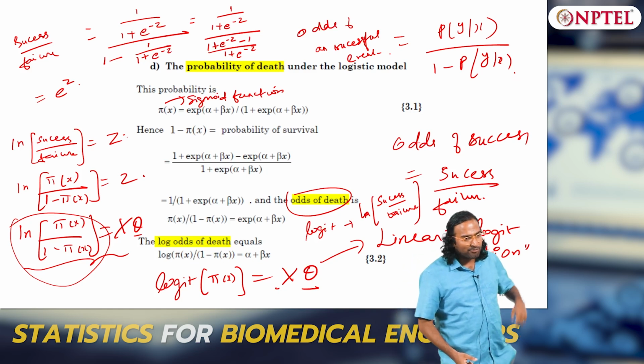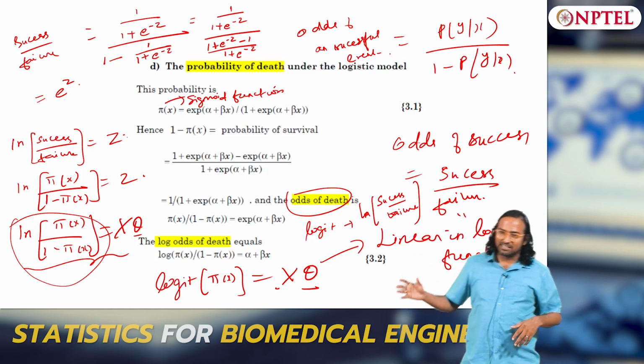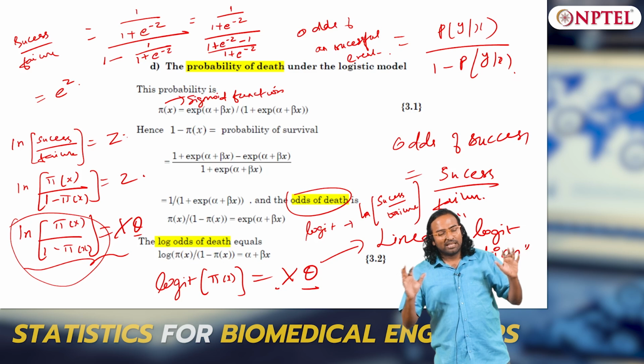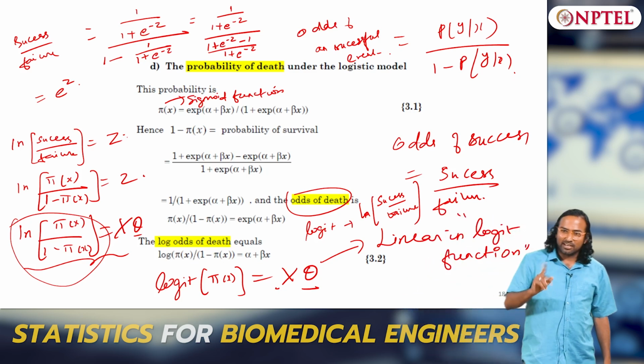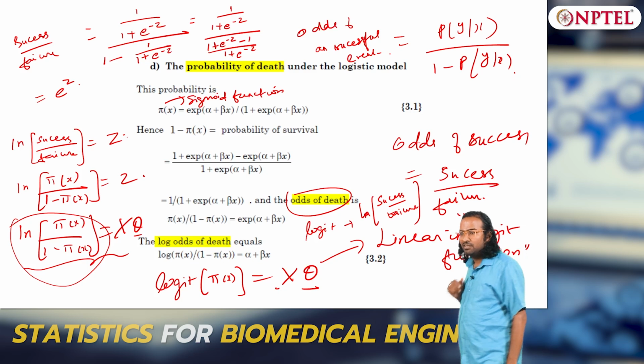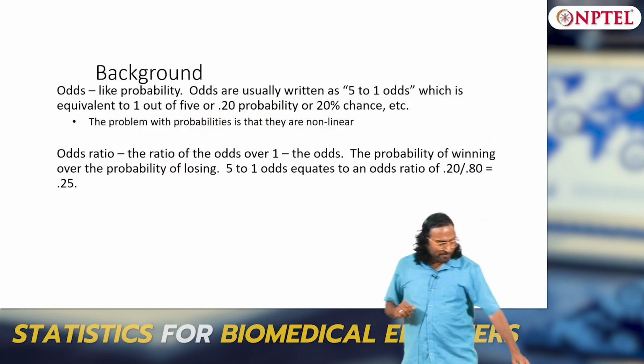The left hand side is non-linear, the right hand side is linear, so the equation is linear in the logit function. That is why its name is logistic regression. So that is where we ended.